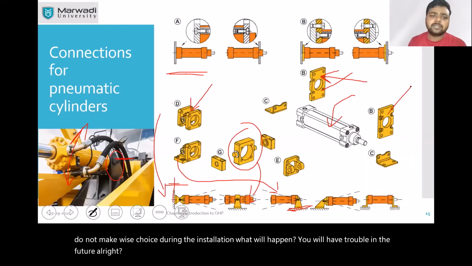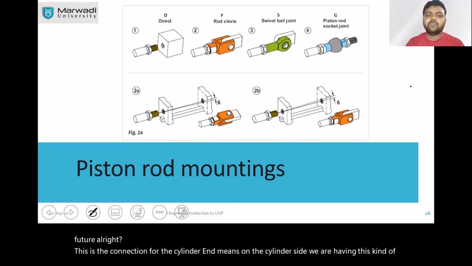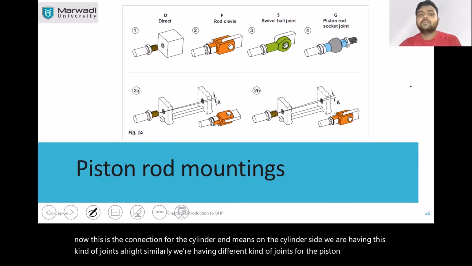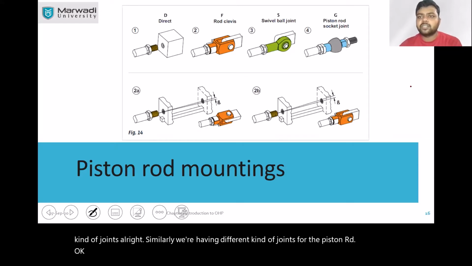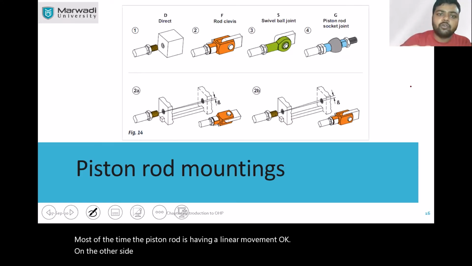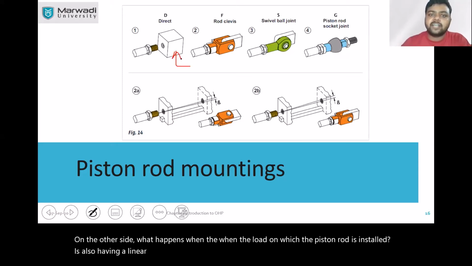Now this is the connection for the cylinder end. On the cylinder side we are having this kind of joints. Similarly, we are having different kinds of joints for the piston rod. Most of the time the piston rod is having a linear movement. On the other side, when the load on which the piston rod is installed is also having a linear motion, then you can have a rigid connection.